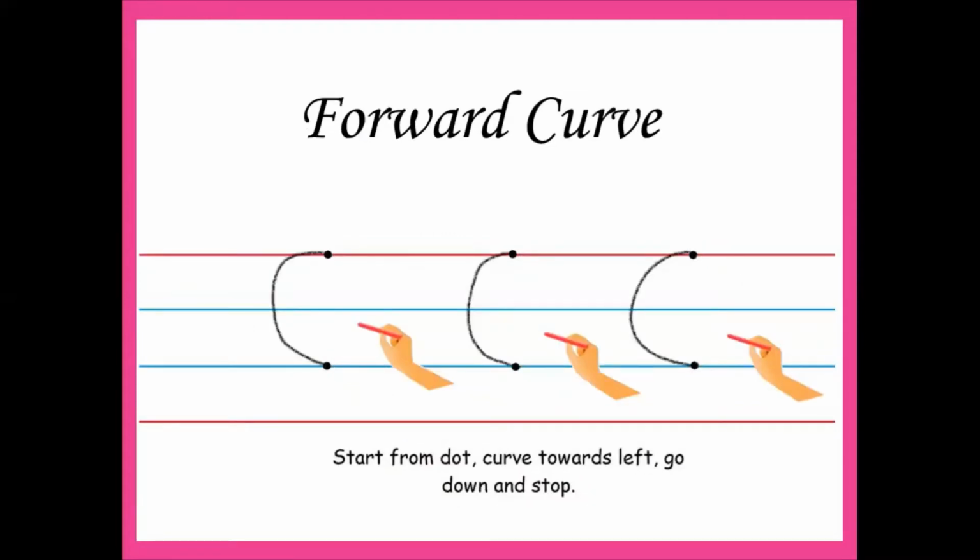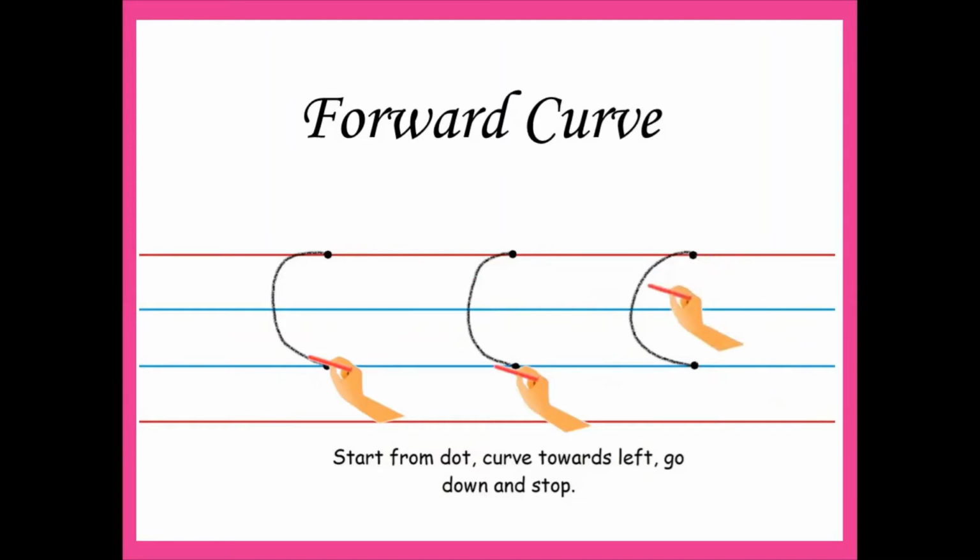Forward curve. Start from dot, curve towards left, go down and stop. Again, start from dot, curve towards left, go down and stop. The same way, start from the dot, curve towards left, go down and stop.